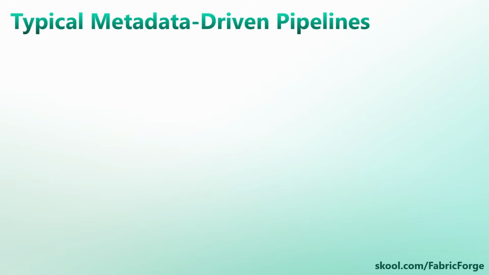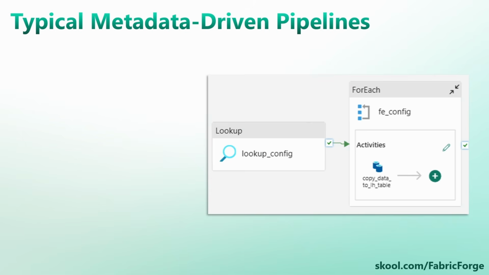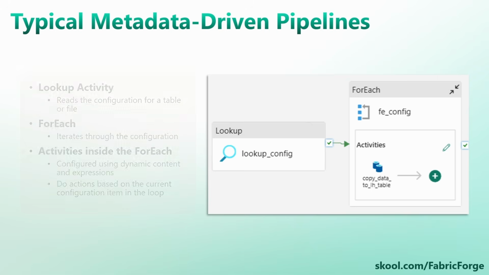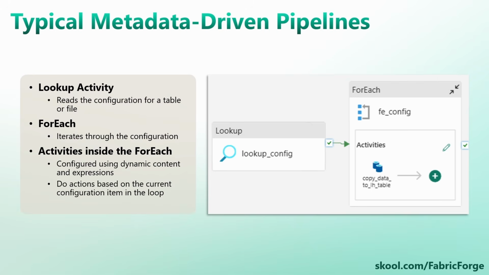The most typical variation of the metadata-driven pipeline looks like this, and it is operated by two main activities that are the lookup and ForEach. The role of the lookup activity is to read the metadata information from a table or file. Then after that, the metadata information is read and available in an array format in the pipeline, and it can be passed to the ForEach activity that then starts to iterate through that array of metadata configuration. Then inside of the ForEach, we can have other activities that do some actions based on the metadata. And since these activities are configured by using dynamic content and expressions, that allows them to operate very dynamically.